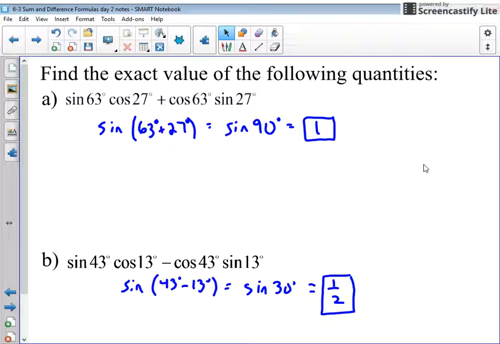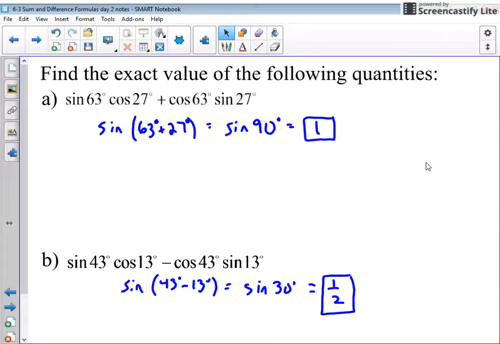I'd like to go over a couple of things with basically part two of section 6.3, running along with the sum and difference identities that we talked about yesterday in class. Some of these I actually already started working out. In fact, these two that you see on the screen are already worked out.